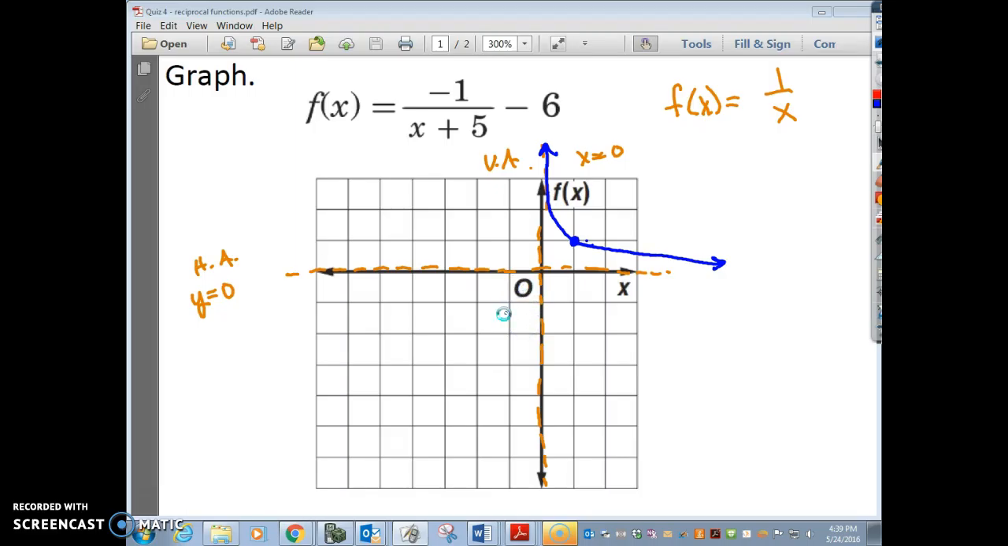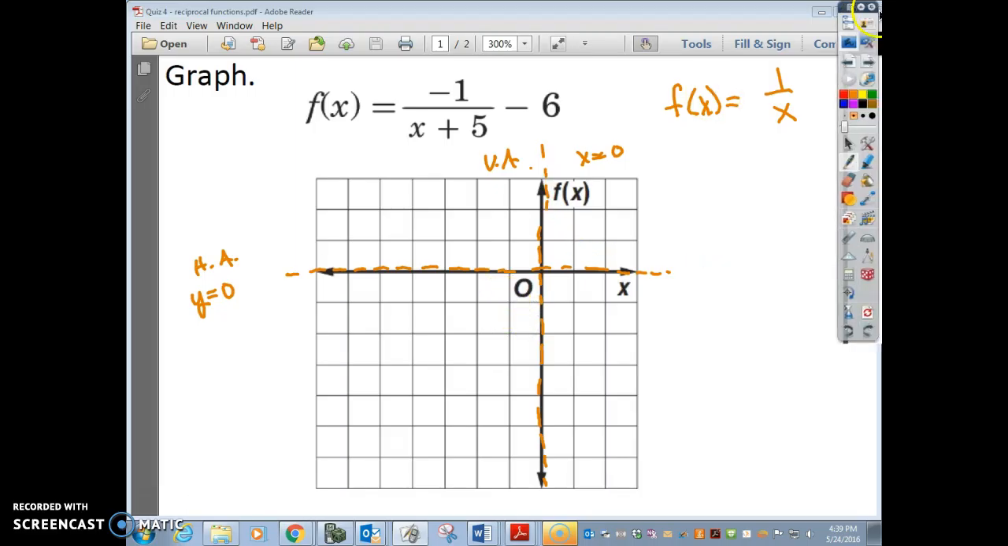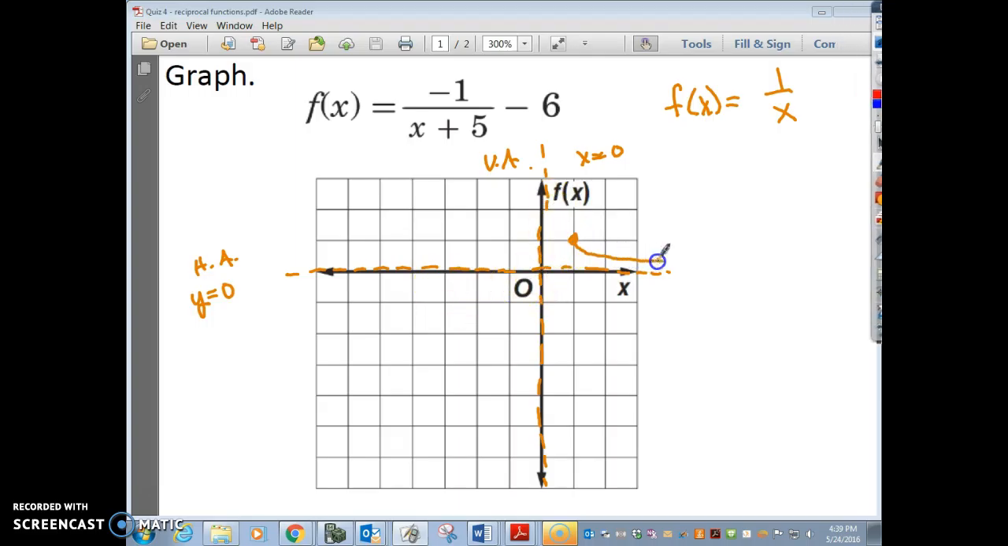I want to use orange. So it's going to go through here and get smaller, going that way, and then (-1, -1) is going to go through here and go that way. So this is the parent function, the reciprocal, 1 over x.